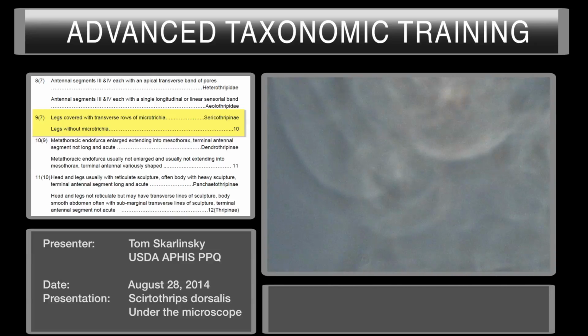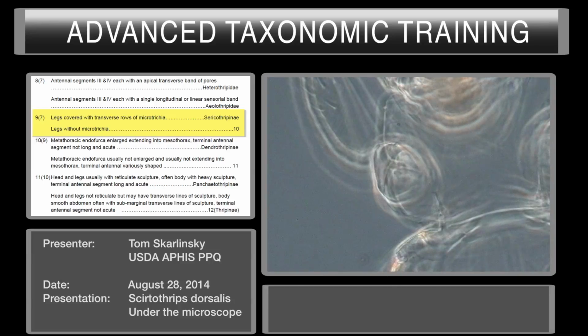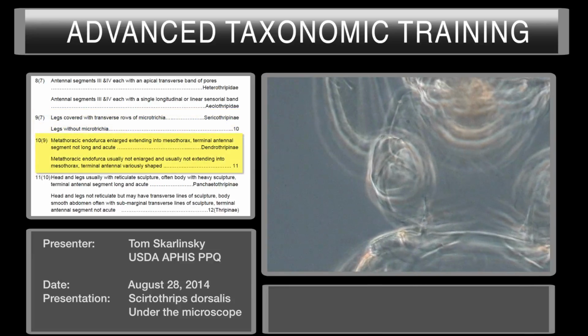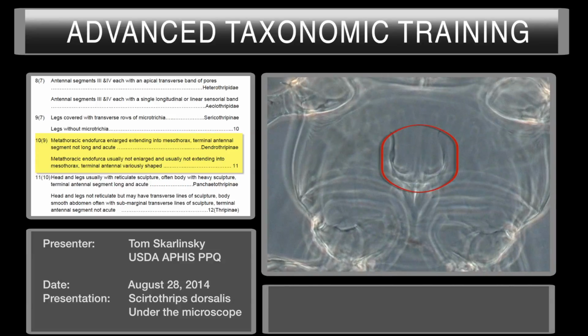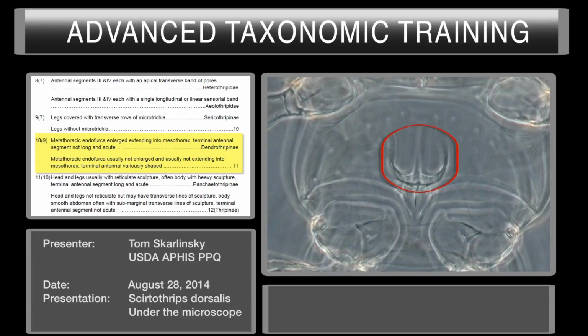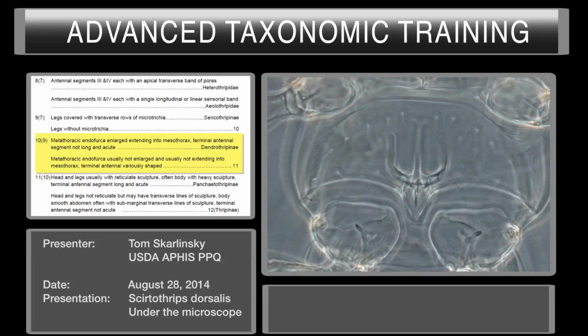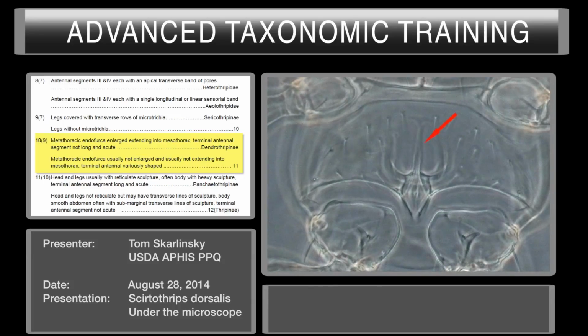Okay, here we are with our unknown. We've pretty much figured out our legs. They don't have microtrachea on them, or at least rows of microtrachea. So now let's take a look at the metathoracic endofurca, and that's this structure right here. That's this part right here. And just FYI, this is the spinula, this area right here.